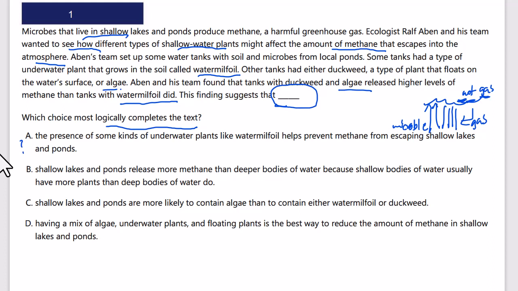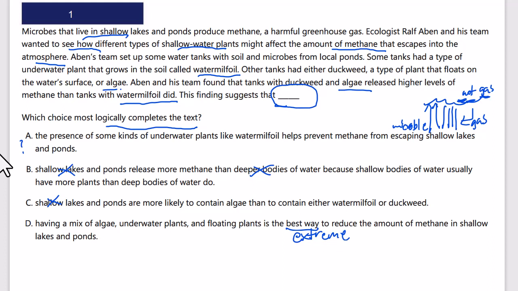Shallow lakes and ponds release more methane than deeper bodies of water. No, it's not shallow versus deep. That's not really in there, unless it specifically says milfoil only grows in the deep, and the algae only grows in shallow. It didn't say that. So that's not right. Shallow lakes and ponds are more likely to contain algae than to contain either water milfoil or duckweed. It didn't say that. So again, that's not correct. Having a mix of algae, underwater plants, and floating plants is the best way. The best way? Well, that's extreme, and it never really talks about that either, to reduce the amount of methane.